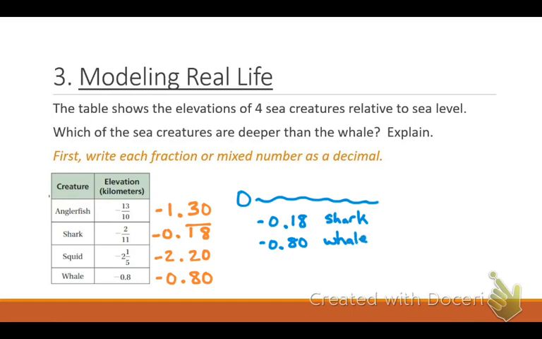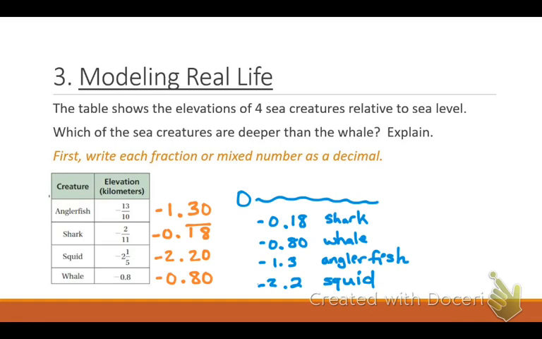Which creature comes next? Anglerfish at negative 1.3. And the final one is what? Squid. The squid at negative 2.2.